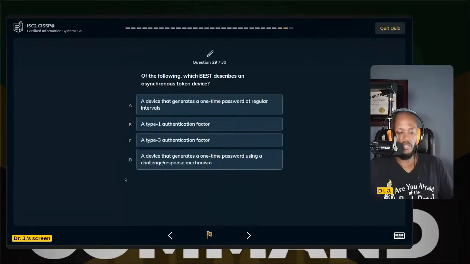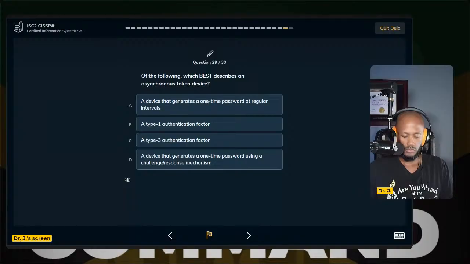Of the following, which best describes an asynchronous token device? Asynchronous.